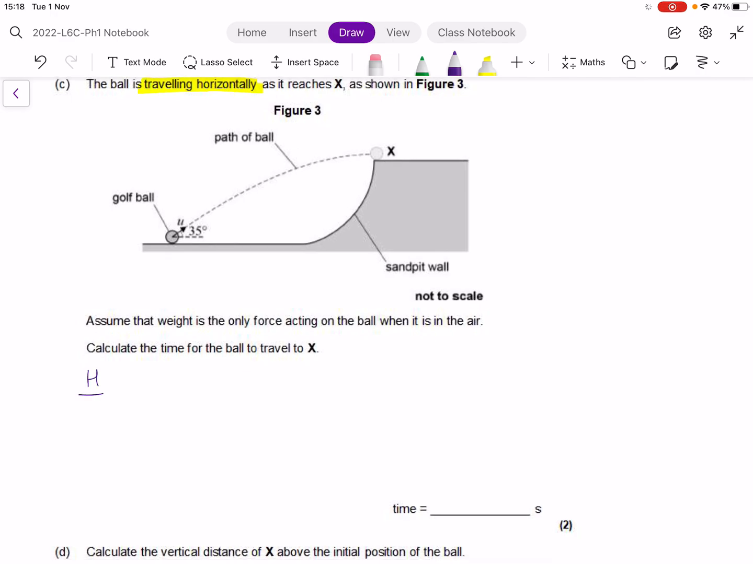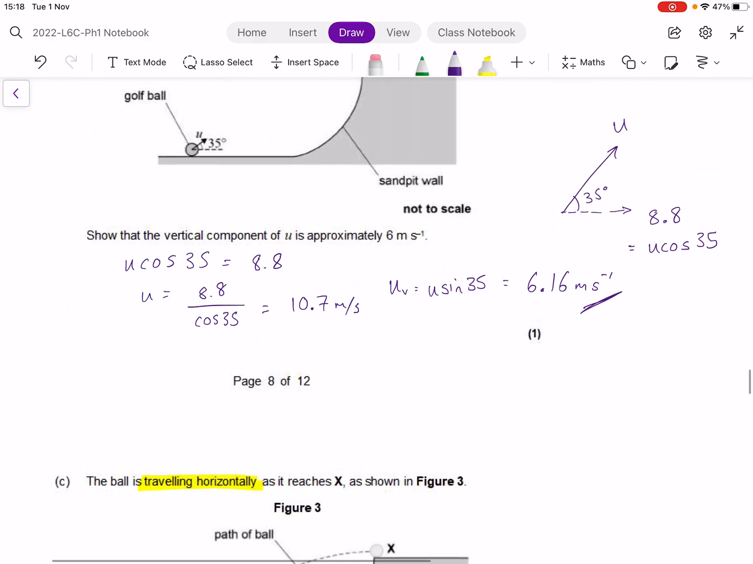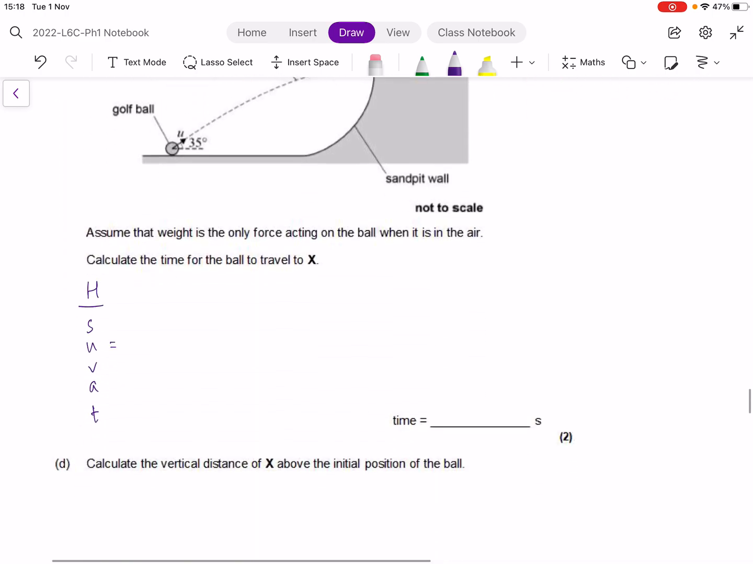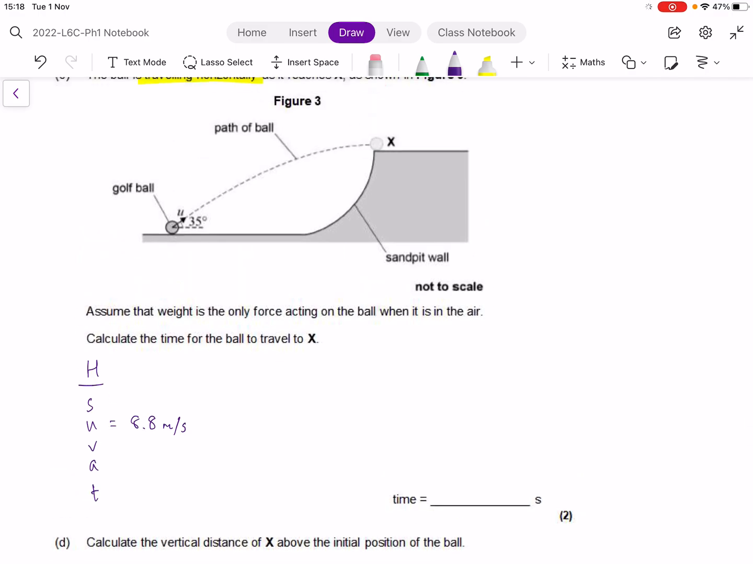Let's write down a horizontal SUVAT first. S-U-V-A-T. So what do we know? Well, we know its initial speed is that value from further up. It was 8.8, so it's going at 8.8 meters per second. Do we know anything else? Do we know how far away it's gone? No, I don't think so. We know its acceleration is 0, but that doesn't really help us. Let's write out verticals instead then, S-U-V-A-T.